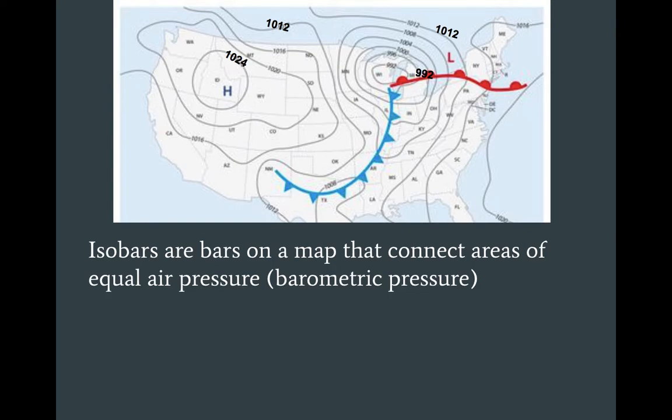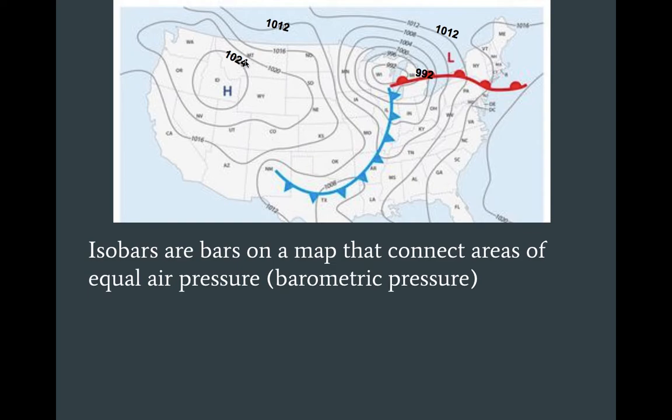Okay, so this is something new. Here is a map, and we have all these lines, but actually they're not lines because they're connected. They're circles. And these circles are called isobars. Iso means same, and the bar stands for barometric pressure. So the isobars connect points of equal barometric pressure, or of equal air pressure.